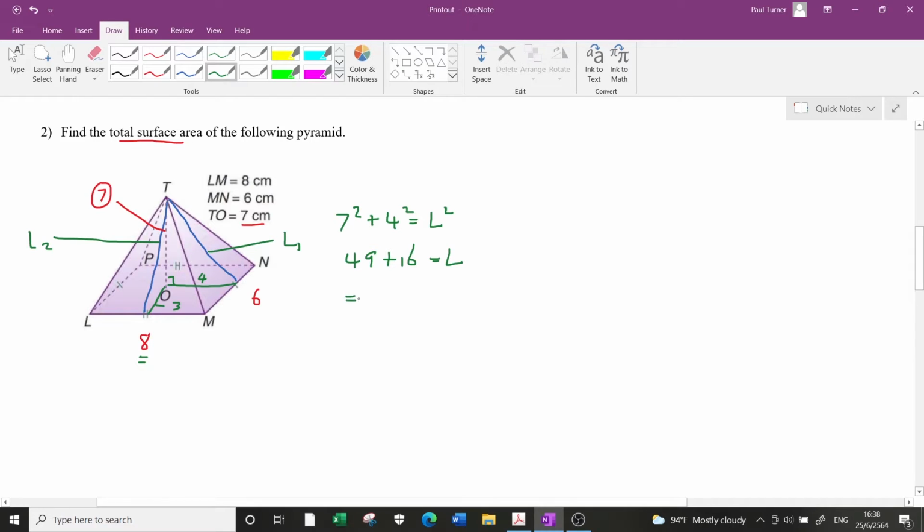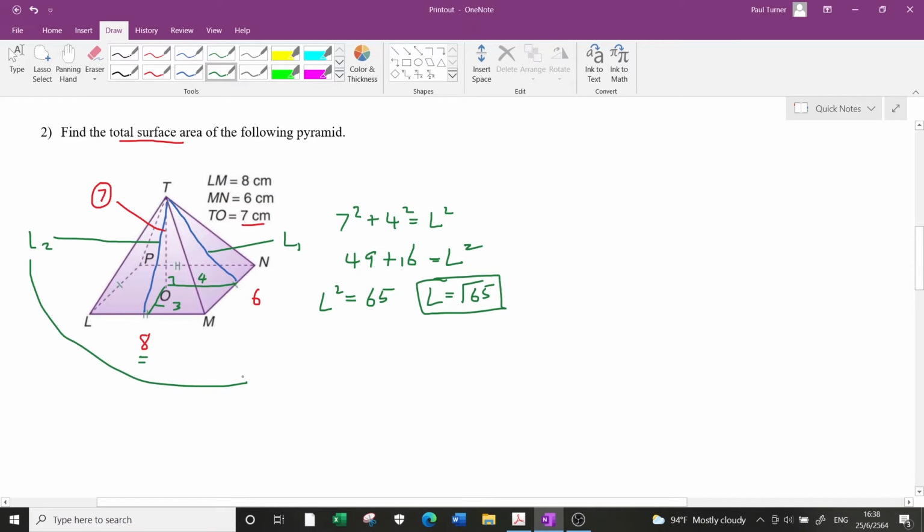So what does that give us? 49 plus 16 is 65. So L squared is 65, so the length L1 is root 65. We need that for later.